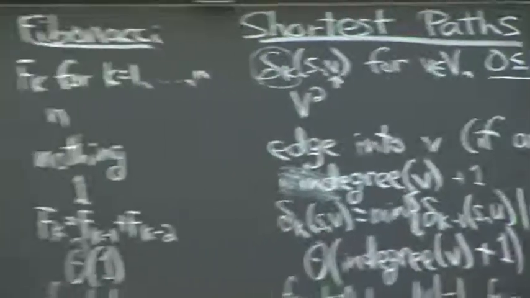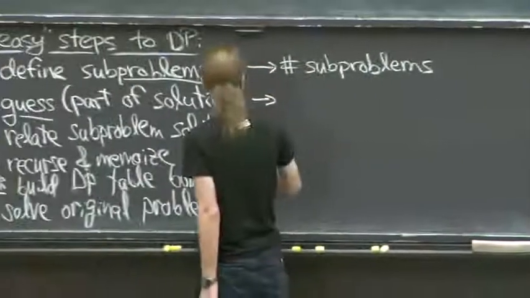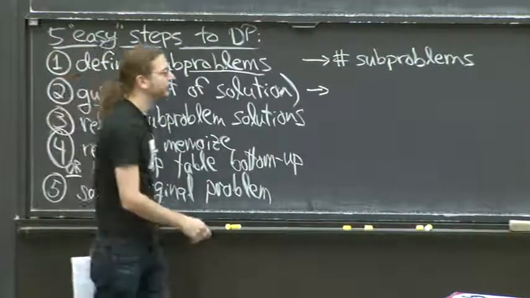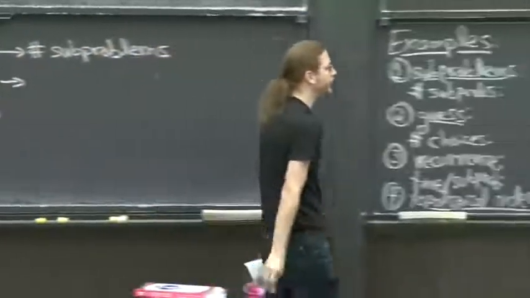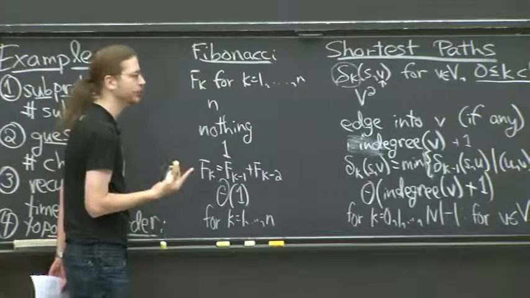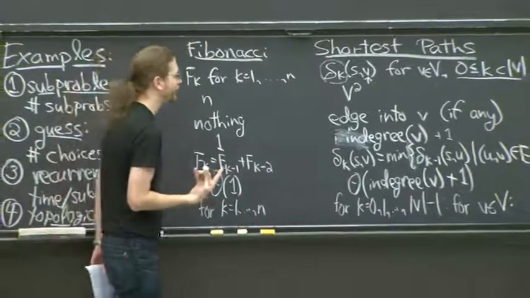OK, second thing was we wanted to solve our problem. And we do that by guessing some feature of the solution. In Fibonacci, there was no guessing. So the number of different choices for your guess is 1. There's only one choice, which is to do nothing.